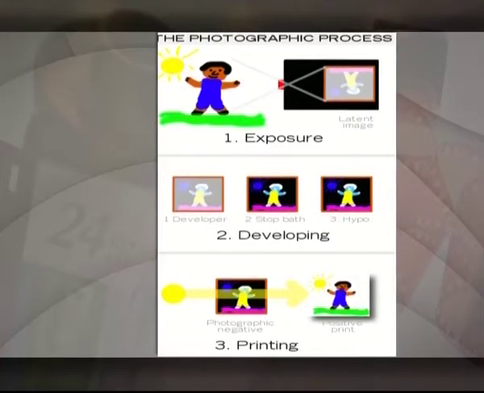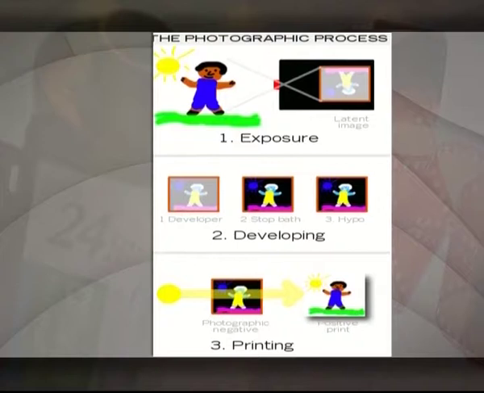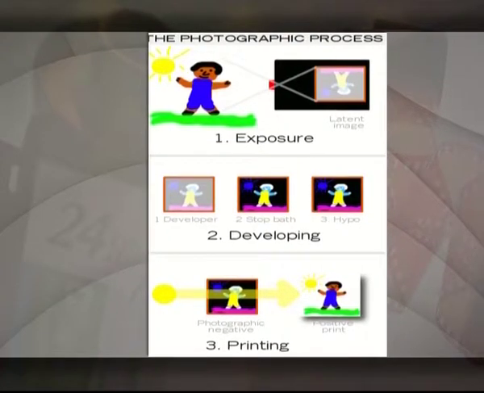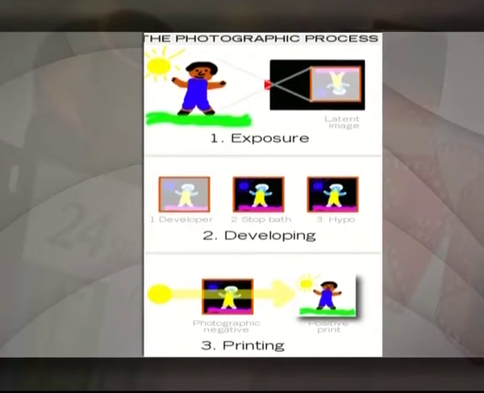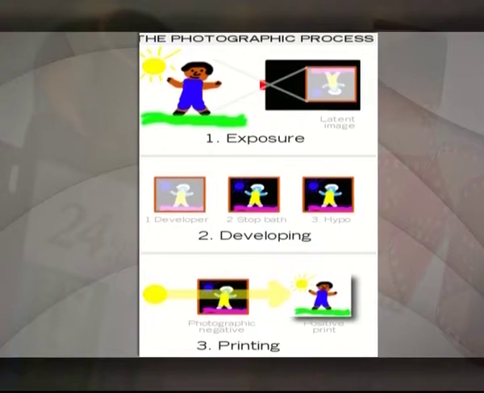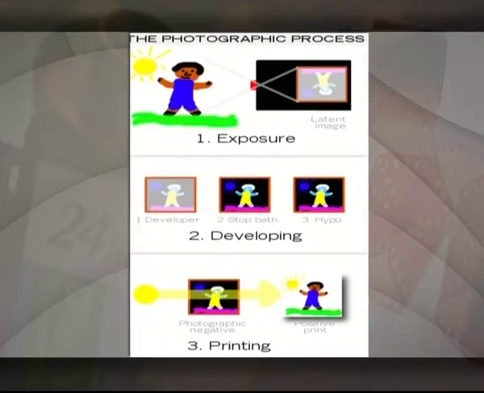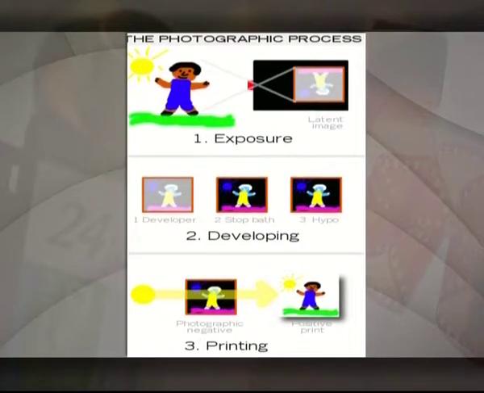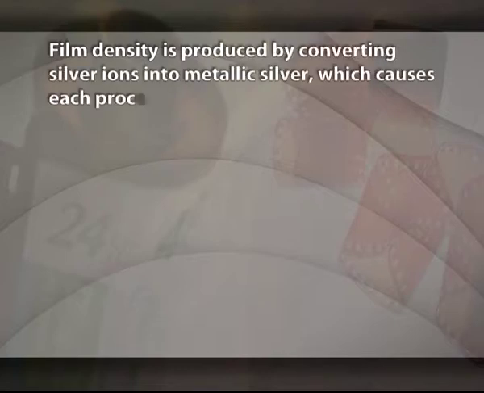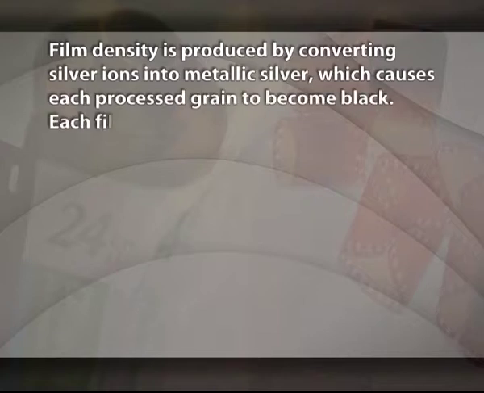Photographic process. The production of film density and the formation of a visible image is a two-step process. The first step in this photographic process is the exposure of the film to light, which forms an invisible latent image. The second step is the chemical process that converts the latent image into a visible image with a range of densities or shades of grey. Film density is produced by converting silver ions into metallic silver, which causes each processed grain to become black.